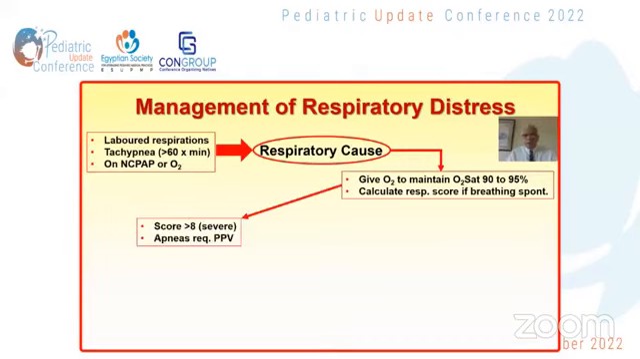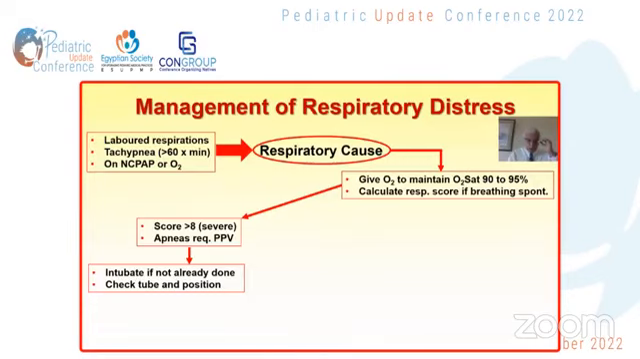So if you get a score of more than 8, or severe, or the baby is having apneas requiring positive pressure ventilation, then that baby should be intubated if not already intubated. And if the baby is intubated, you should check for the patency of that endotracheal tube and the position, just to be sure that the tube is in good position.